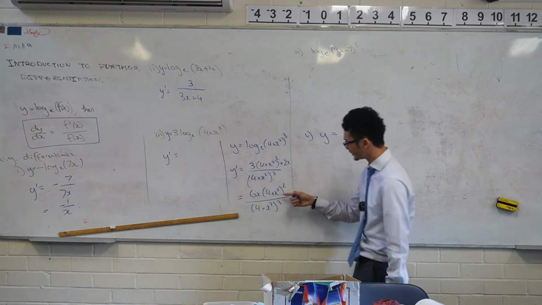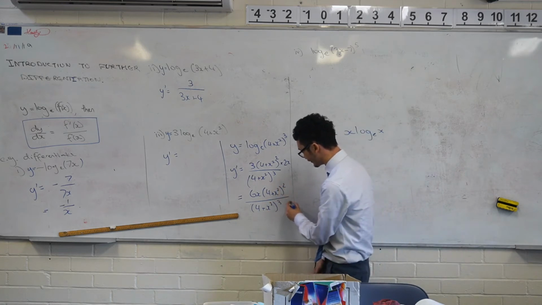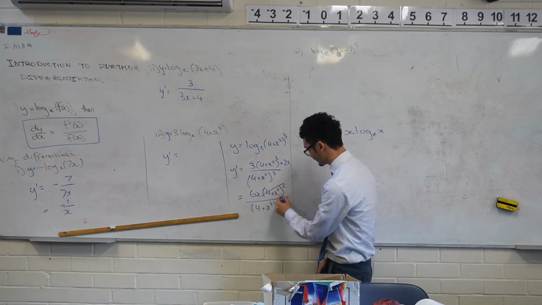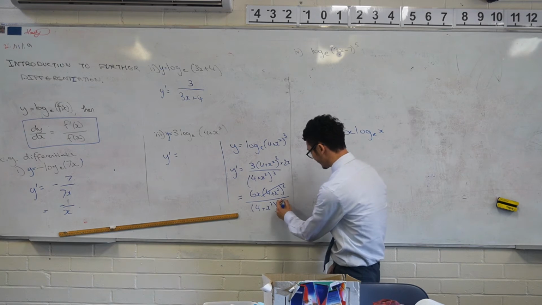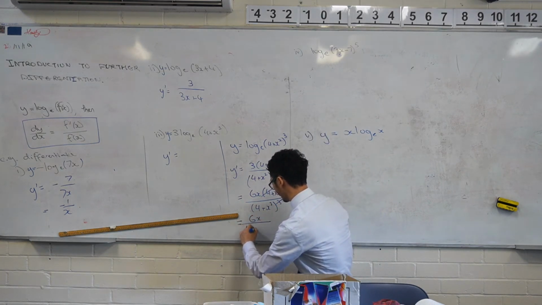And actually this kind of simplifies out, doesn't it? Yeah, and then 6x over, you just get 6x over 4 plus x squared. That becomes 1 power 1. So 6x on 4 plus x squared.